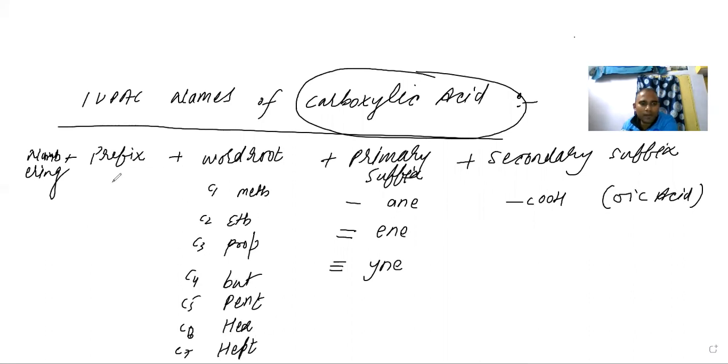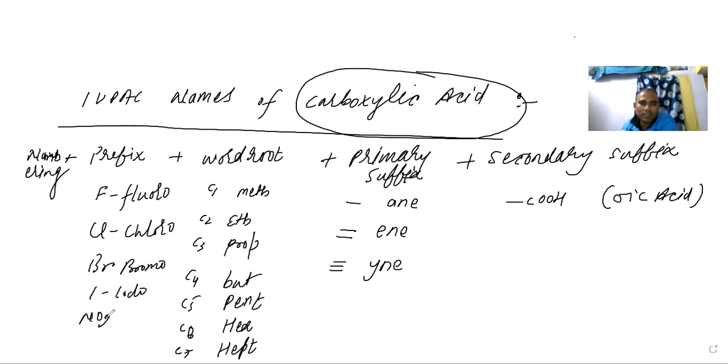Similarly, for prefix, already I told you that if F is there, its name will be fluoro. If Cl is there, its name will be chloro. If Br is there, bromo. If I is there, that will be iodo. If NO2 is there, its name will be nitro. If CH3 is there, this will be methyl.